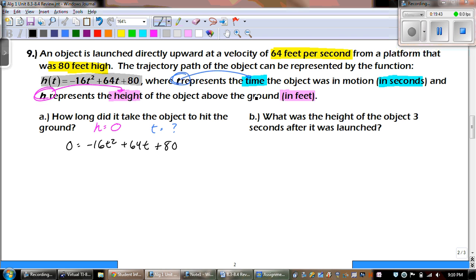So how are you going to solve that? Well, you're going to solve it by factoring because there's a linear term. Okay, so this one is all on you guys. Go ahead and pause the video and good luck.